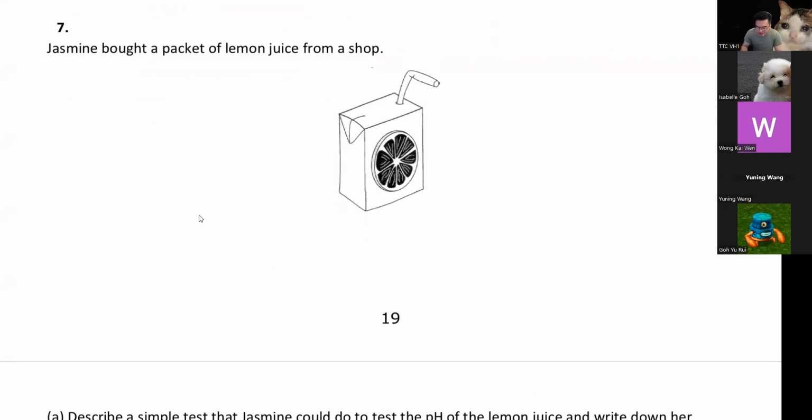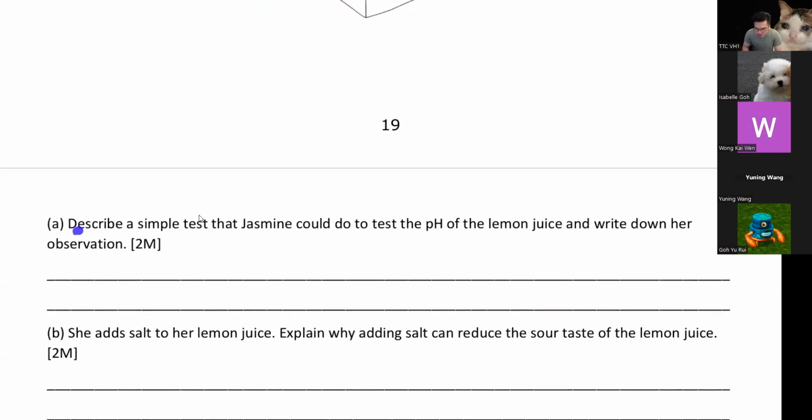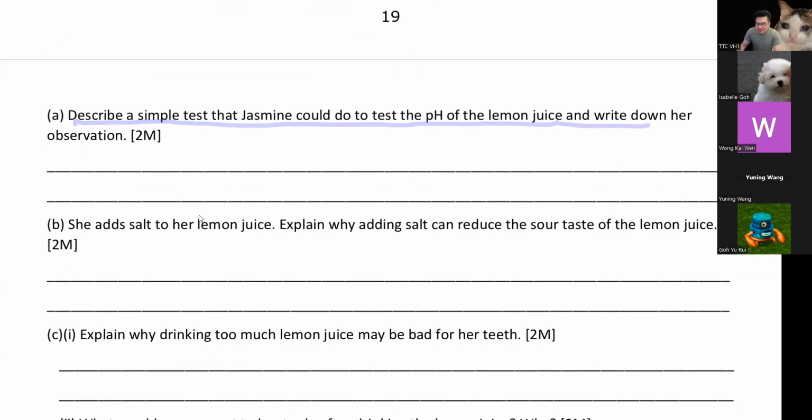Right, so question 7. Jasmine bought a pack of lemon juice from the shop. Describe a simple test that Jasmine could do to test the pH of the lemon juice and write down her observation. They want pH. You cannot use litmus paper here. So what do you use here?